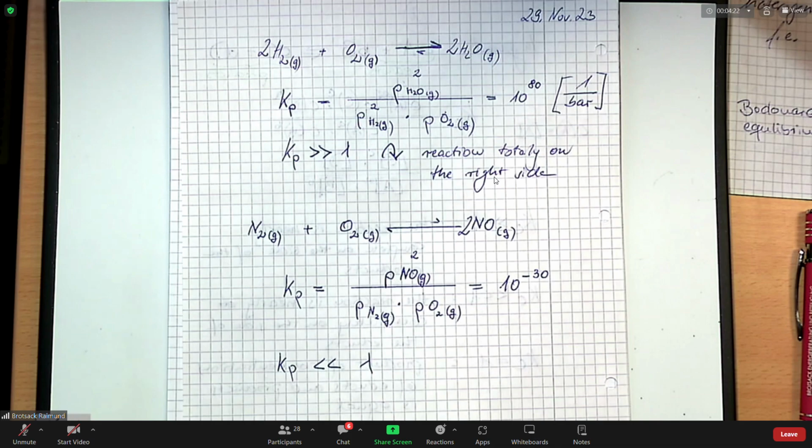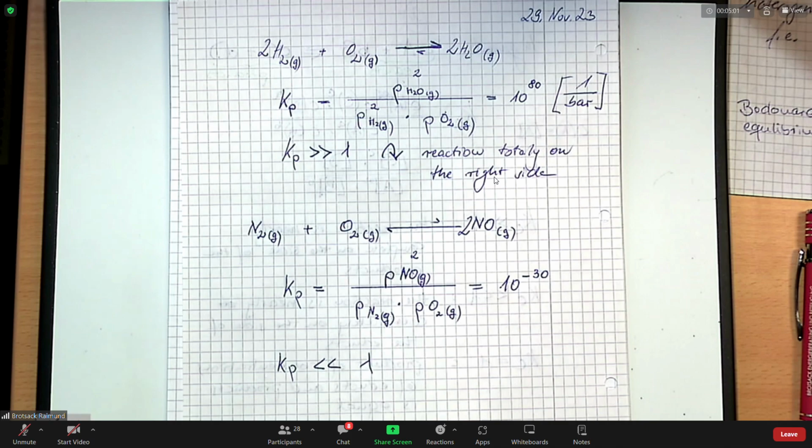If you look at the first example, hydrogen and oxygen, you have 10 to the power of 80. That is more or less 100%. Of course, a few molecules remain as hydrogen gas and oxygen gas, but they can be counted. So in theoretical chemistry, we never say it's 100%. It's always an equilibrium, which we describe with a reaction possible in two ways, but in reality here, energy driven only to the right.